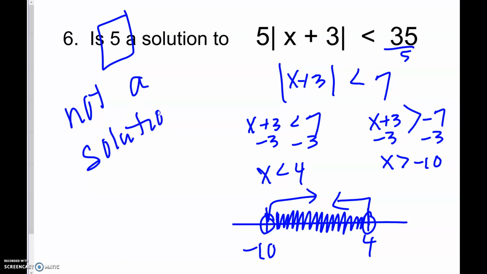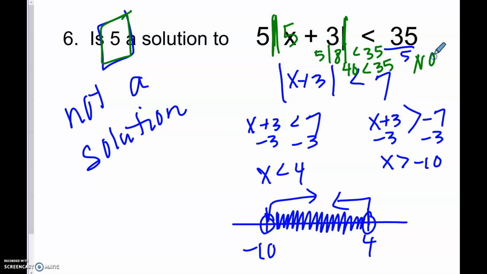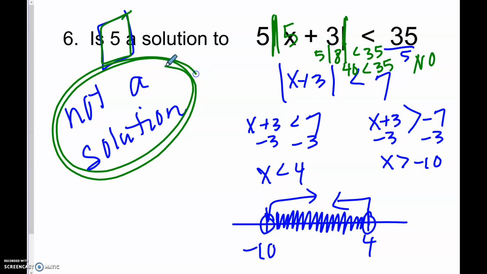Now, that works best for some of you, but some of you just want to take this number, this 5, and plug it in here, and then do your math. So we're going to do inside this absolute value first. So 5 plus 3 is 8. Then we have 5 times the absolute value of 8. Well, the absolute value of 8 is 8. 8 times 5 is 40. Is 40 less than 35? And the answer is no, so we still get not a solution.